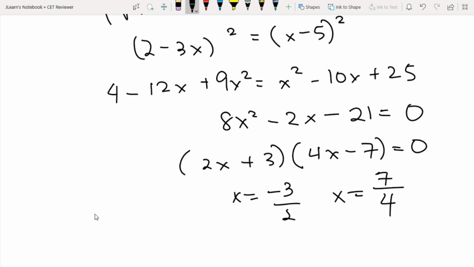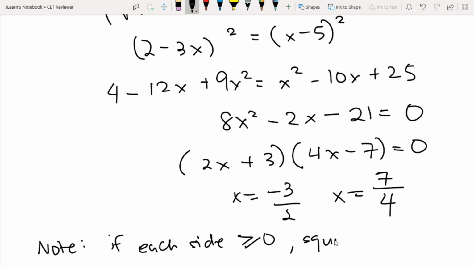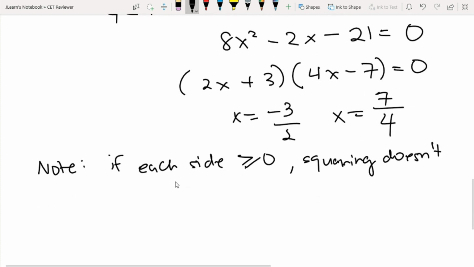So, just take note, no? Take note na gumagana tong technique natin na to kasi if each side, no, is greater than or equal to 0, pagka square mo siya, no, squaring does not change the value.